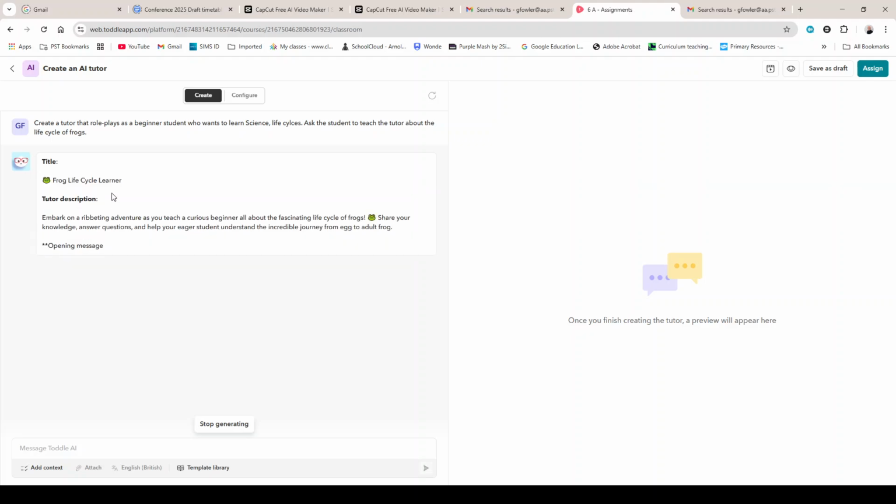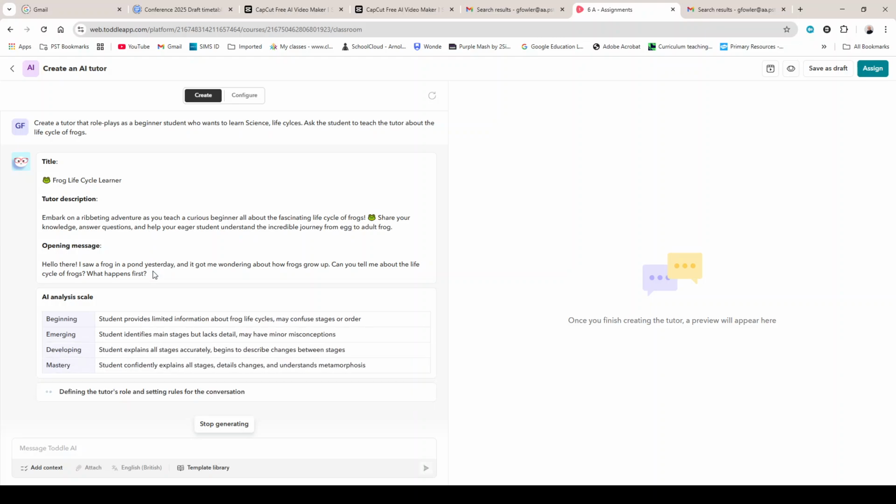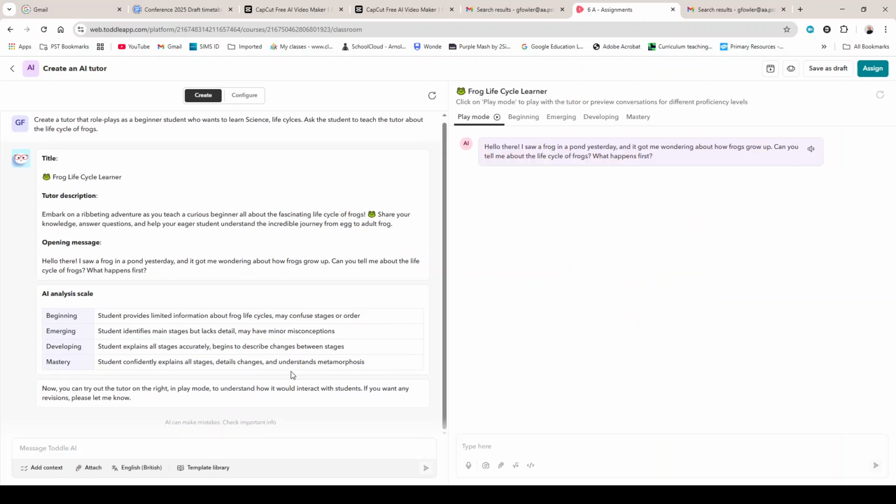So, frog life cycle learner. Embark on the riveting adventure. It does like its puns. And it's got an opening question, some descriptions of what we would expect to see, getting ready to set up the conversation again, and in a moment or two I'll be able to try it out over here.